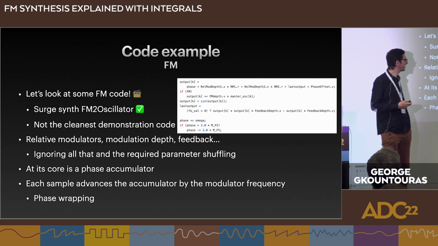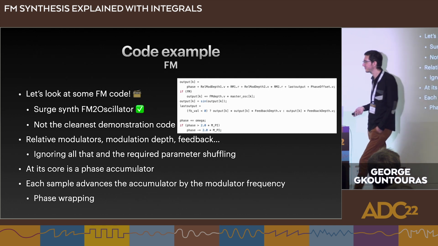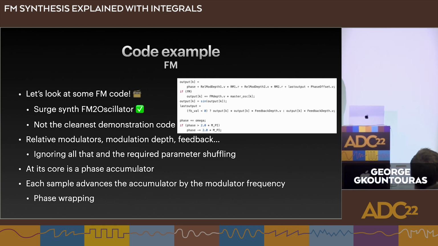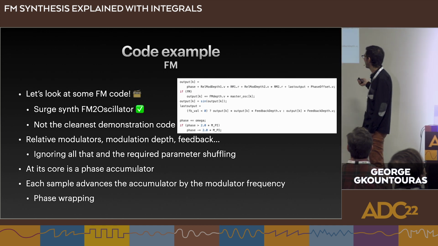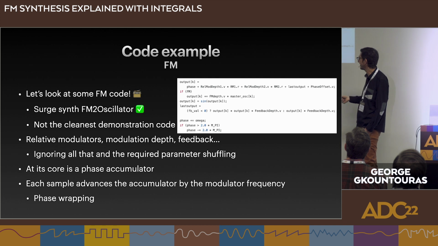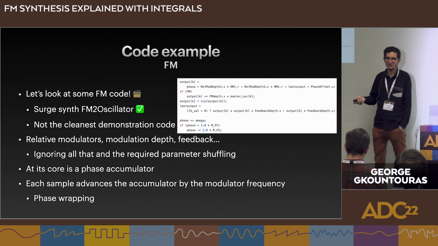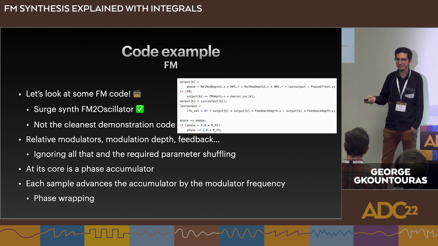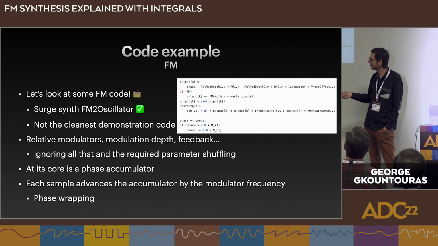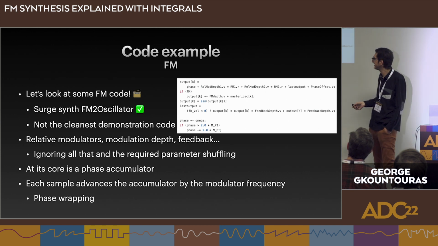So let's look at a code example for FM. Now, this is what I found. It's not the best for educational purposes, I recognize it, but it's coming from a production database. This is the Surge synth, the FM2 oscillator, and I think they also have some oscillators that deliberately include aliasing. So this is the topic we talked about before.